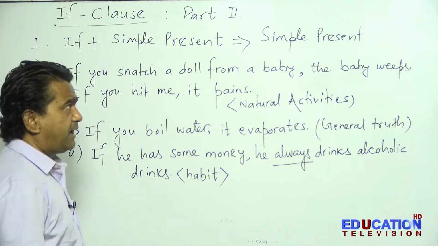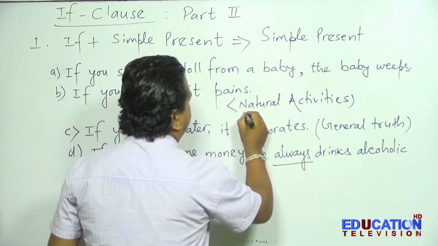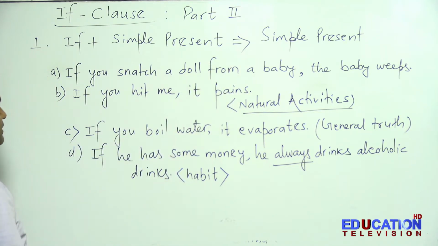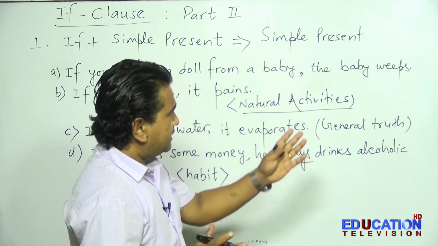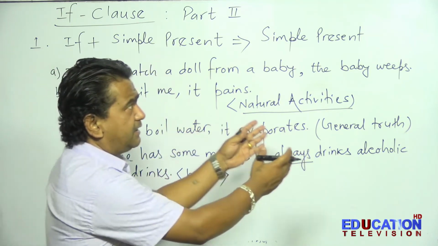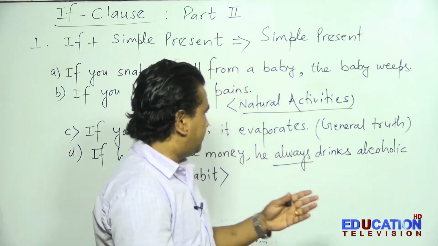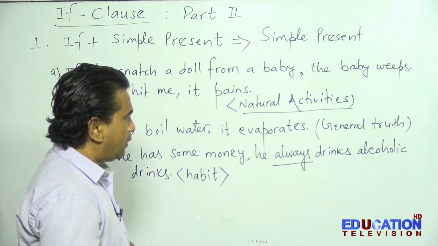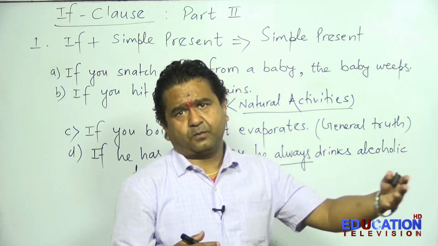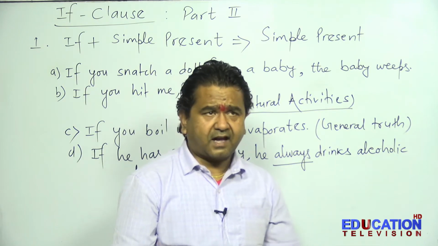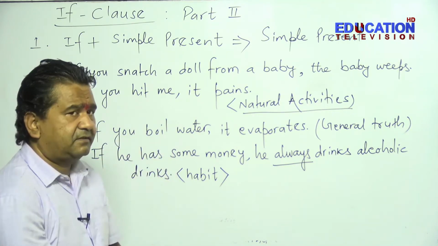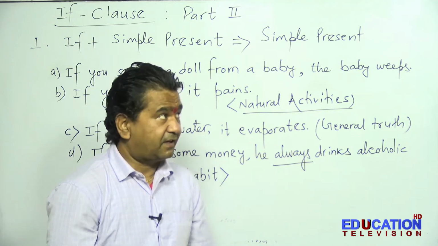So look at the conditions we have done so far. Whenever you would like to show natural activities, if plus simple present, the next side is also simple present. You know, that is natural activities. Whenever you would like to show general truth, if plus simple present, next side is also simple present. Like if you boil water, it evaporates. Next one is habit. If he has some money, he always drinks alcoholic drinks. It's not that he will always drink or he may always drink. No. That's the habit, and it's very difficult to come out of habit. So both sides have got simple present here. Is that clear? Okay, I hope you understand this.